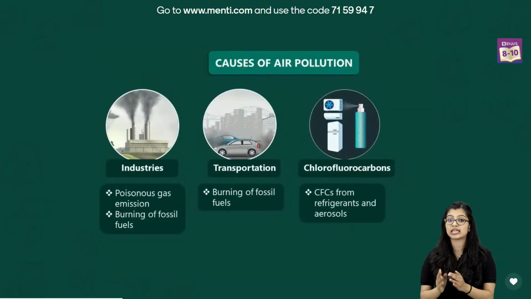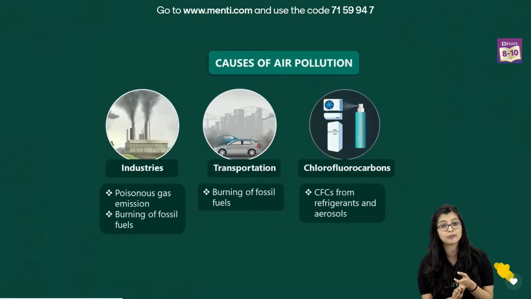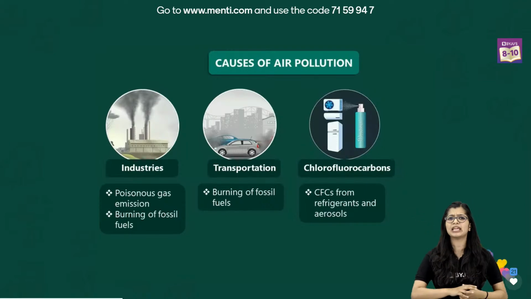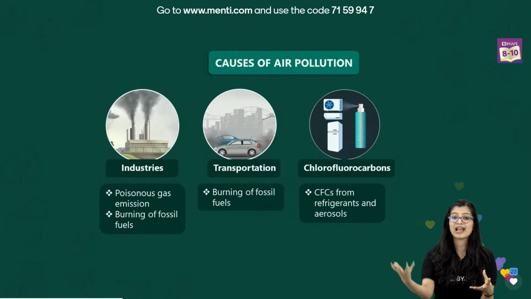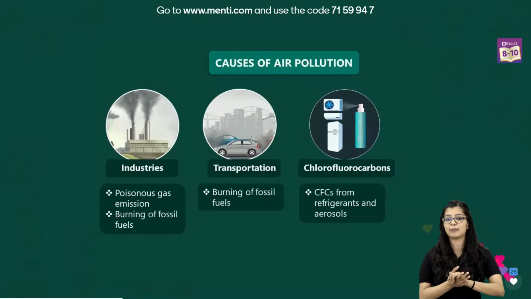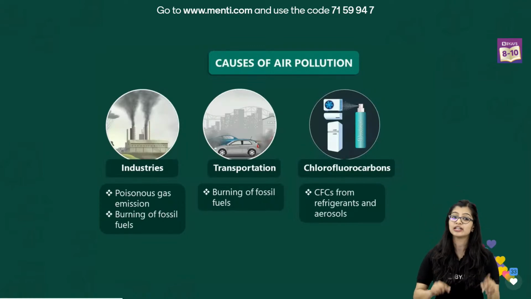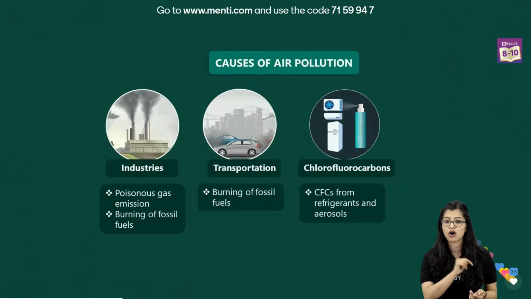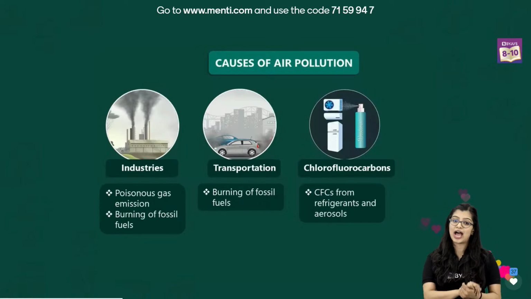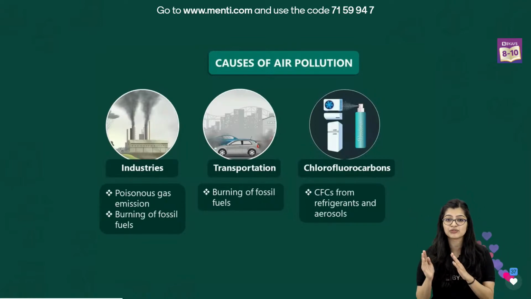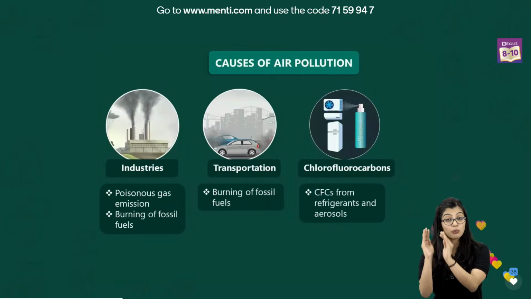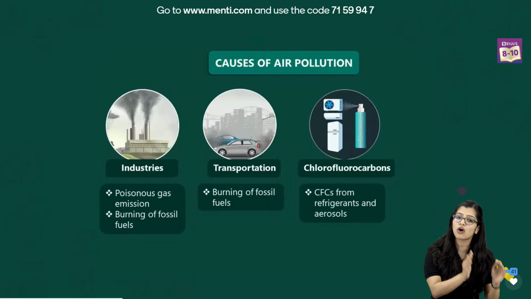Now, broadly, if you see industrial emission, vehicle exhaust and chlorofluorocarbons are considered to be causes of air pollution, while smog is an effect of air pollution. Yes, very good Akshay, it is an effect of air pollution, right? So now I hope that you've got the difference between what is an effect and what is a cause of air pollution.